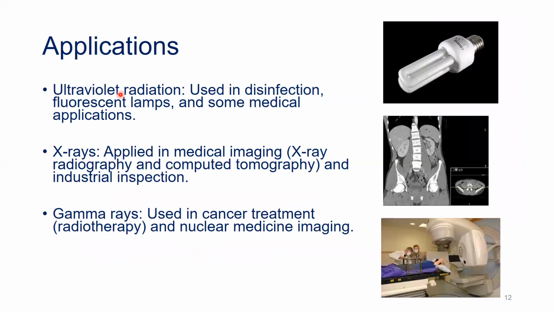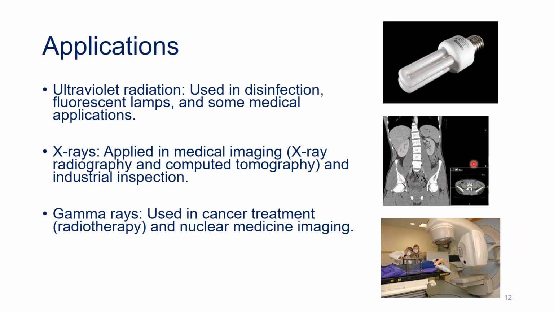The next category of EM waves in the electromagnetic spectrum is ultraviolet radiation. They are used in disinfection, fluorescent lamps, as shown in the pictures, and some medical applications. So those kinds of applications are there for ultraviolet waves.